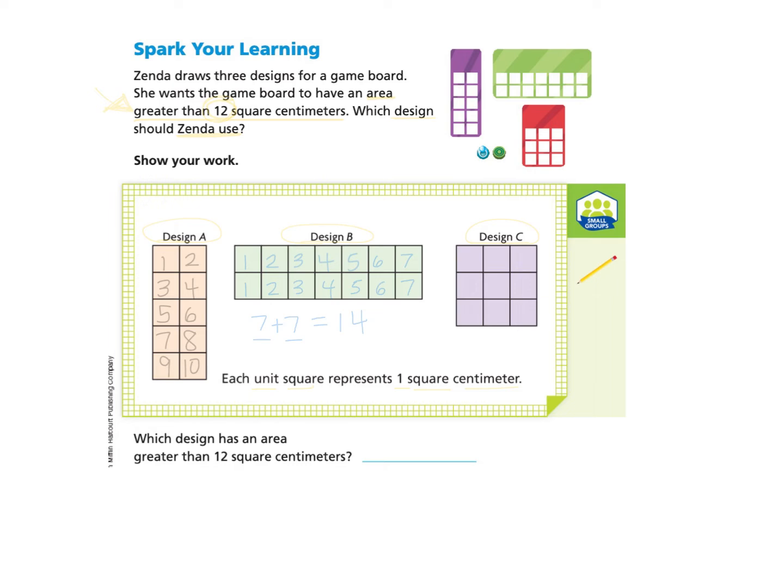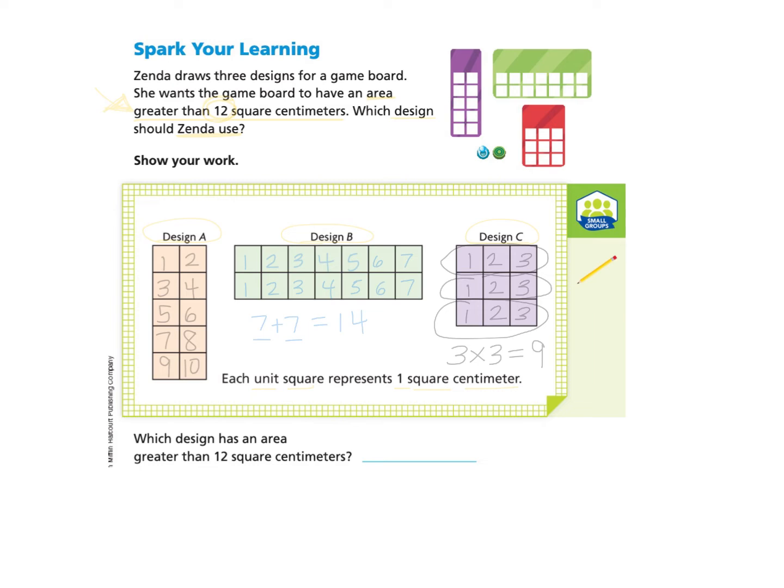Now I'm going to look at design C. And I notice that there's 1, 2, 3 across the row. And I notice the same thing here that I can do the same thing. I can write 1, 2, 3, 1, 2, 3. So I have 3 groups of 1, 2, 3. So I really have a multiplication equation here, 3 times 3, which would give me 9. I can always count these again if I'd like, or do 3 plus 3 plus 3. Either way, I'm going to get 9 square centimeters.